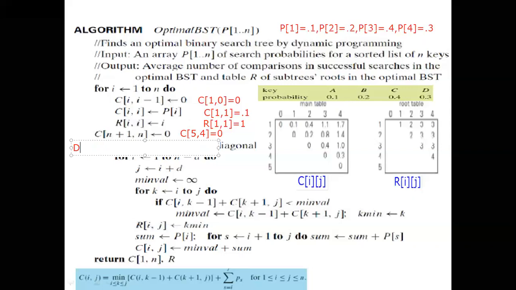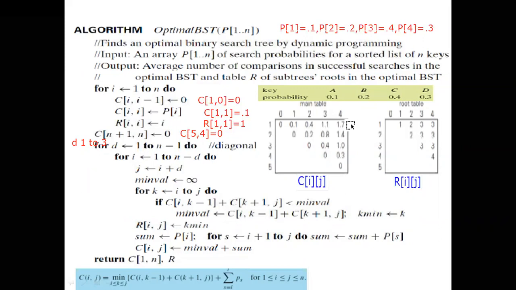Sorry, I will make it a small letter. D value is from 1 to 3. I hope it's clear. I will keep this value above here. This for loop only, 1 to n minus 1, which is 4 minus 1, 3. First, for 1, the third diagonal is going to execute.